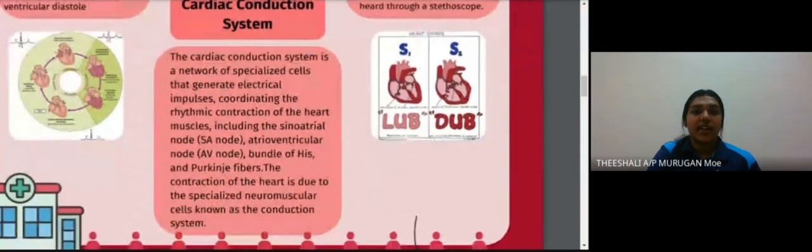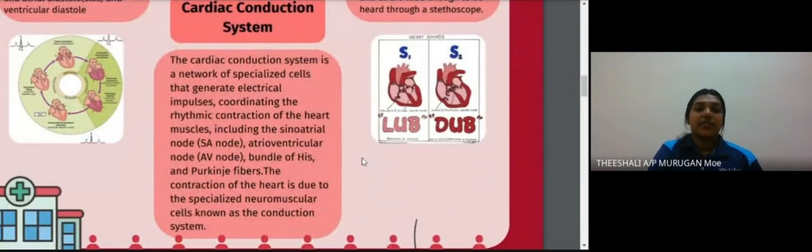The last one is the cardiac conduction system. The cardiac conduction system is a network of specialized cells that generate electrical impulses, coordinating the rhythmic contraction of the heart muscles, including the sinoatrial node, SA node, the atrioventricular node, AV node, the bundle of His, and Purkinje fibers. The contraction of the heart is due to specialized neuromuscular cells in the conduction system.